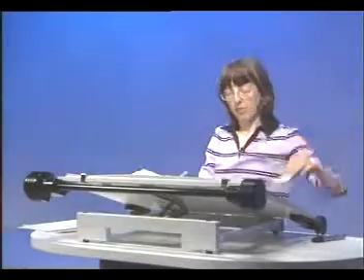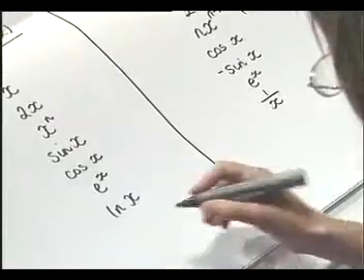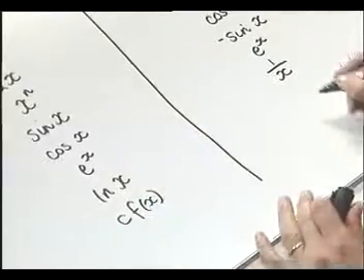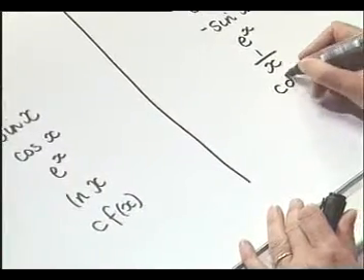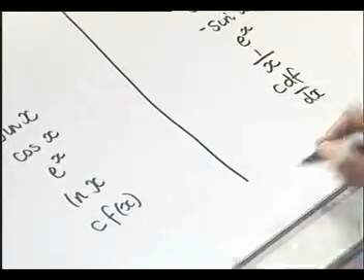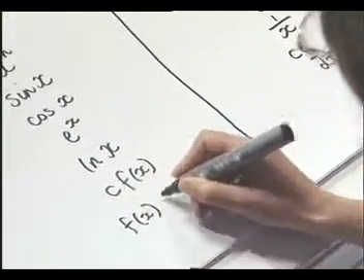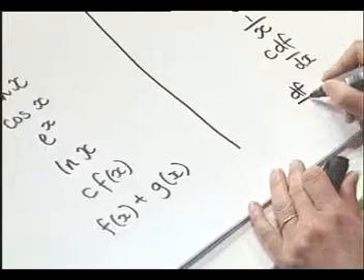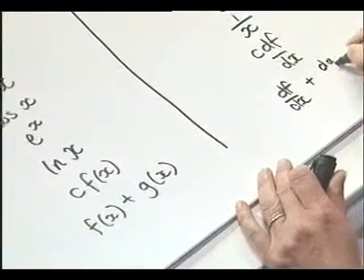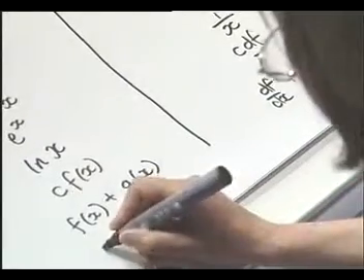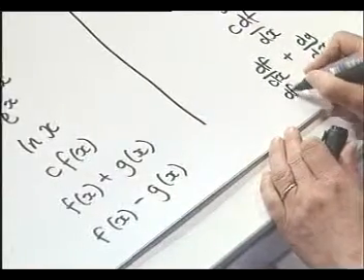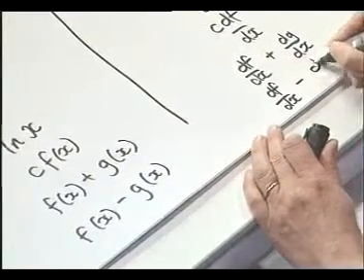Let's just return to our table and we can write those in. So we have our constant multiplier rule, c times our function of x is c times df dx. And if we have f of x plus g of x, our derivative is df dx plus dg dx. And if they're subtracted, f of x minus g of x, then the derivative is df dx minus dg dx.